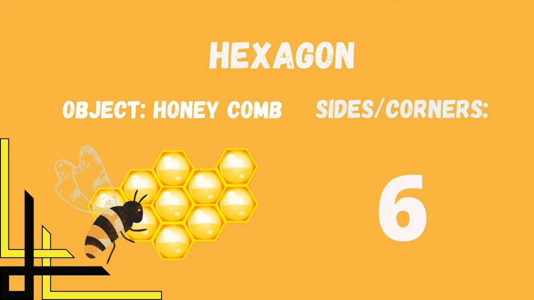If you love honey, this example is for you. This shape is a hexagon that has 6 sides and corners. So, as we can see, a honeycomb has 6 lines in every corner.